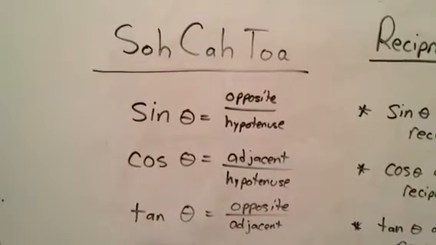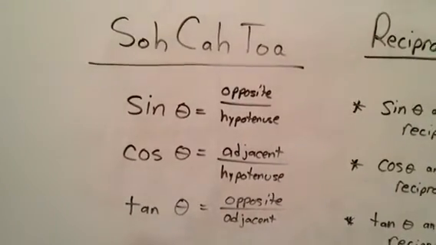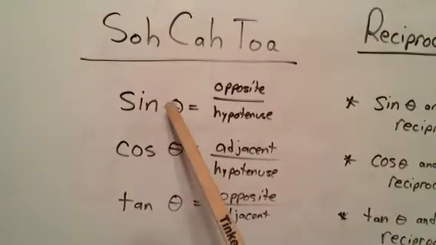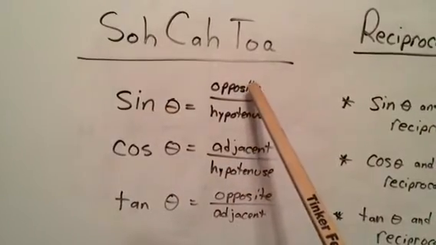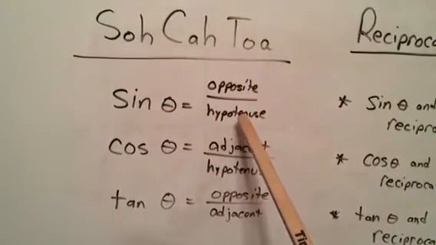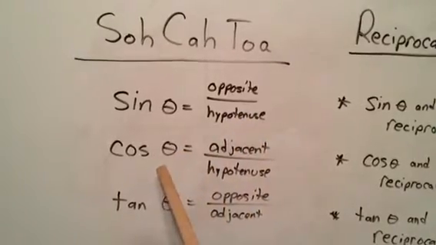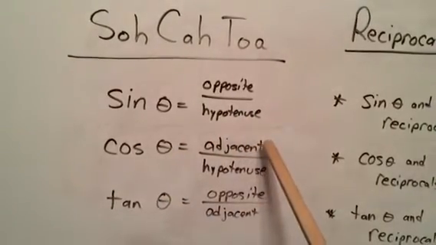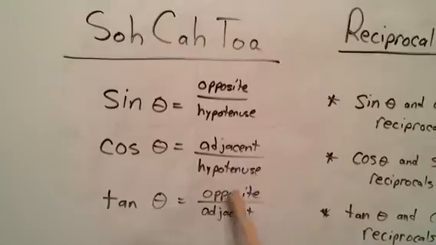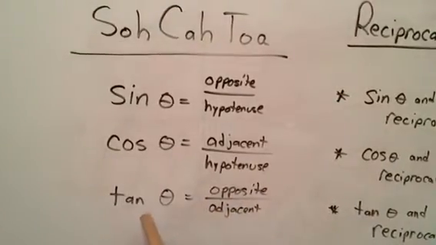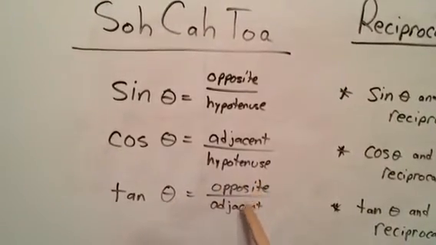In a right triangle, you already know that the sine of an angle is its opposite side divided by the hypotenuse. The cosine of an angle is the adjacent side divided by the hypotenuse, and tangent of an angle is the opposite side divided by the adjacent side.